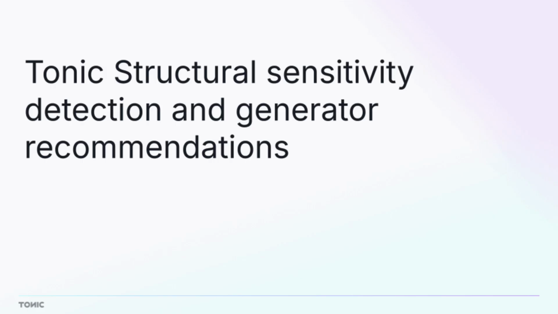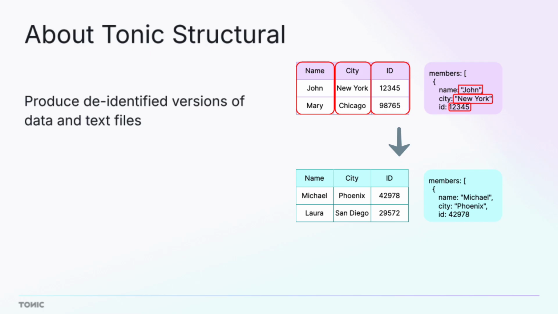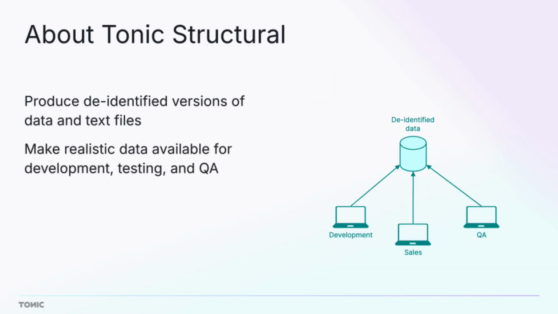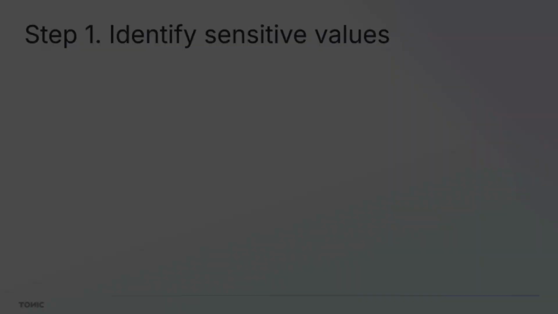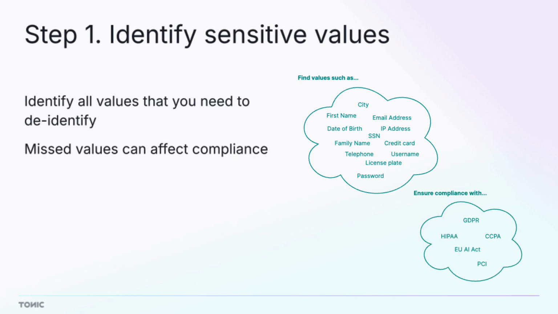In this video, we'll explain how Tonic Structural detects sensitive values and how you can use Structural's recommendations to quickly replace those values and securely de-identify your data. Structural allows you to produce and manage de-identified datasets for a variety of audiences and purposes. The first step, which is critically important, is to identify all of the sensitive values to replace. Any missed values might risk non-compliance with privacy standards and frameworks such as HIPAA, GDPR, CCPA, and PCI.